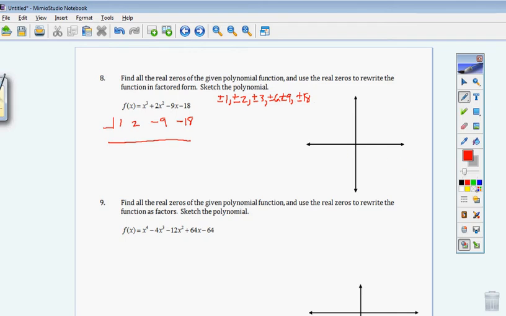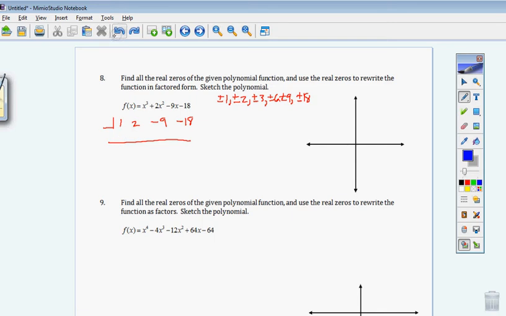All right, so let's just try this. Here we go, switch colors. And try 1. Let's just go down our list. 1. So I bring this down, I get a 1. 1 times 1 is 1. 2 plus 1 is 3. 3 times 1 is 3. This becomes a negative 6 times 1. Nope, doesn't work.